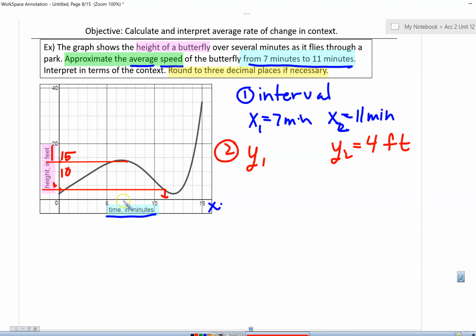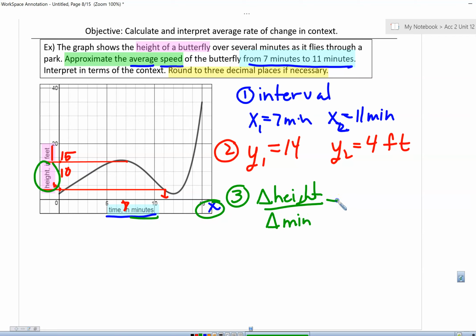All right, so now we are going to set this up, finding our average rate of change. So it's the change in our height, because that's our y values. So we have a change in height over the change in our minutes, because those are our x values. So I like to start with my sub 2's because my x is larger, and that makes my denominator positive, but as long as you keep things matched, it's okay.